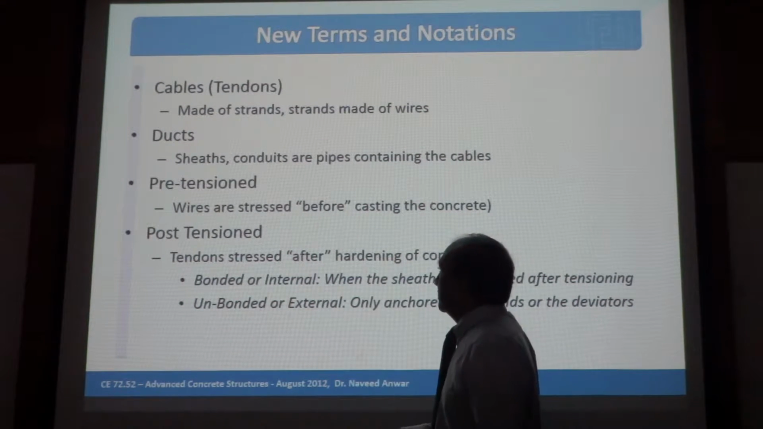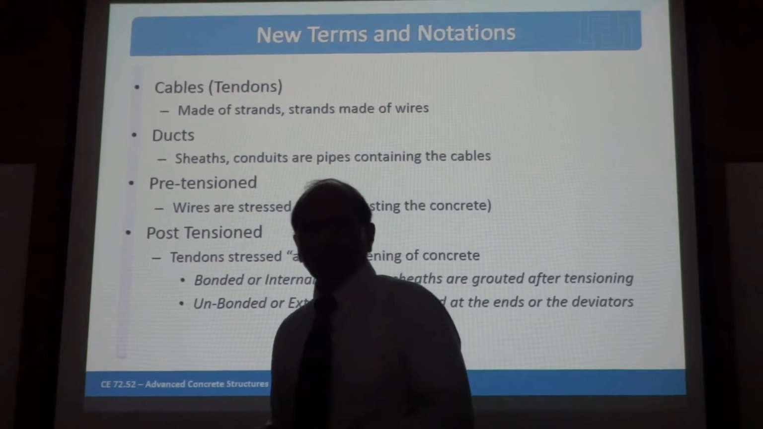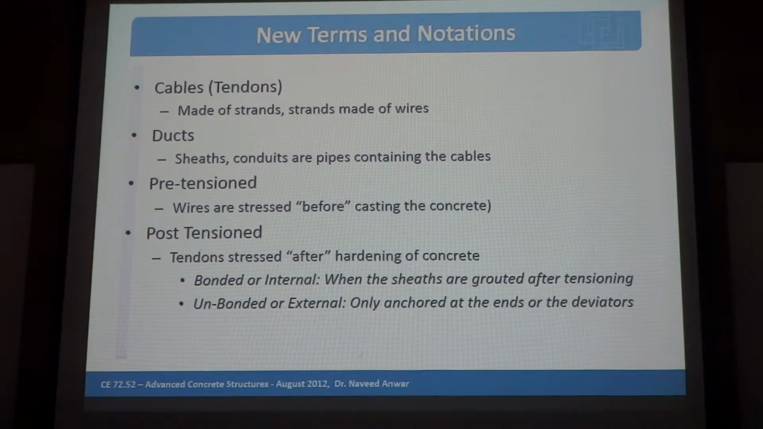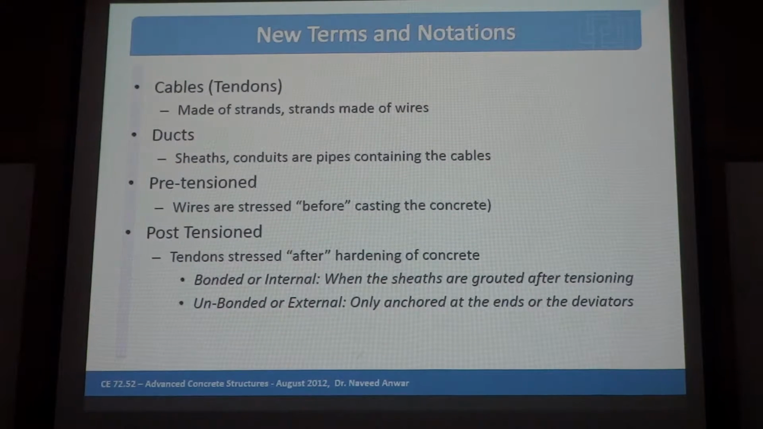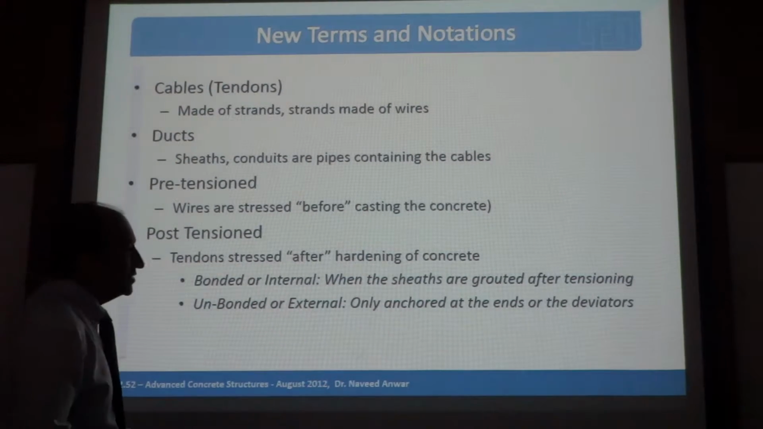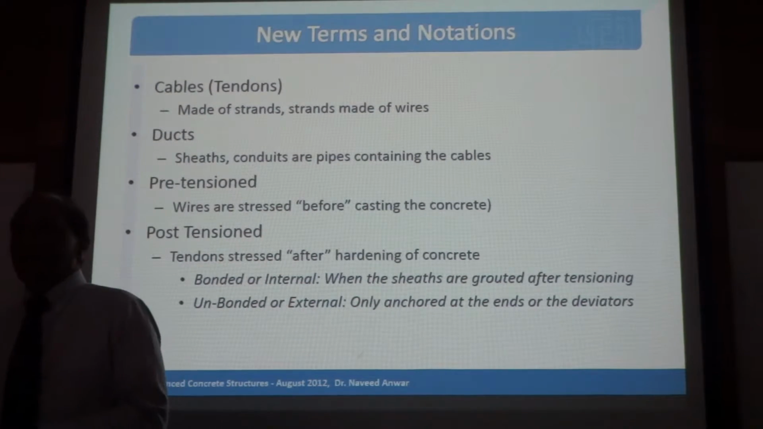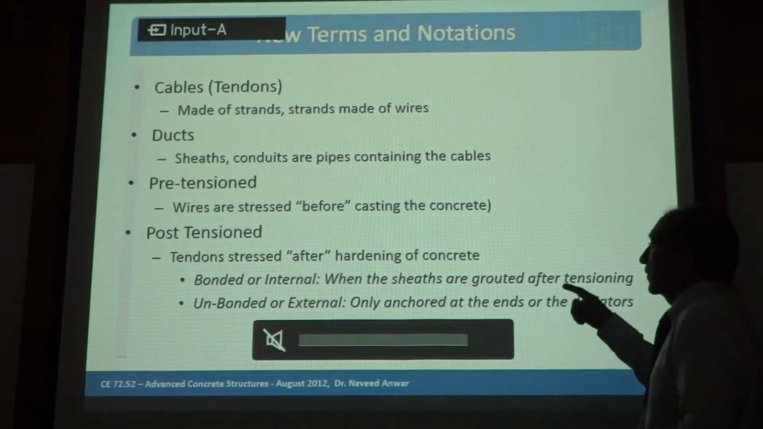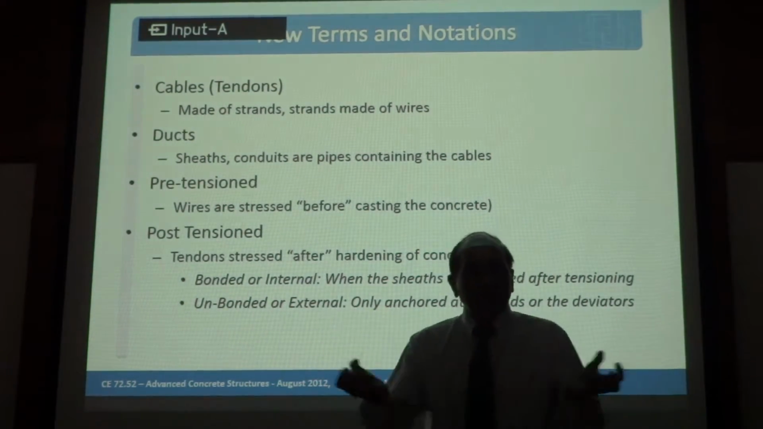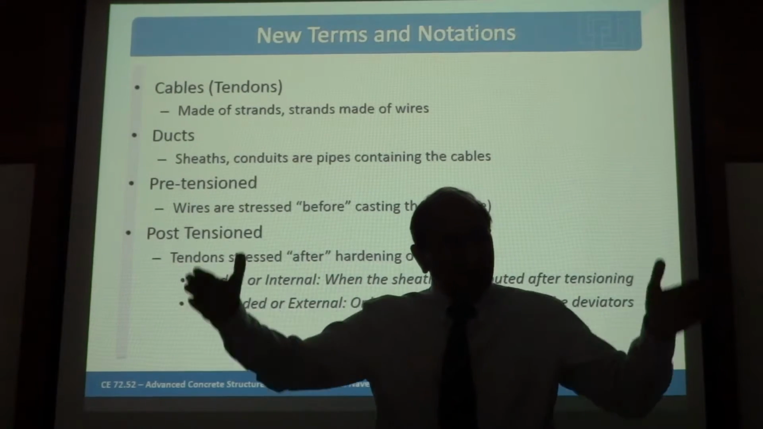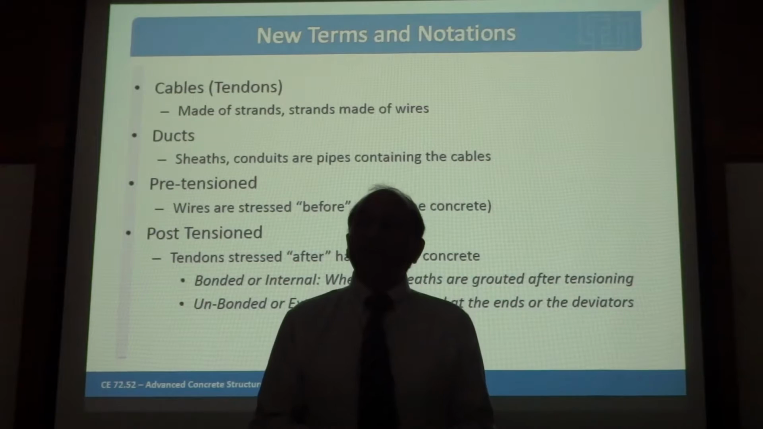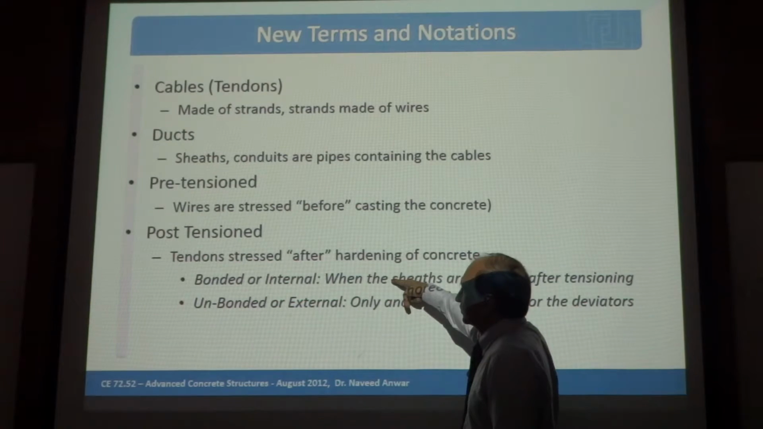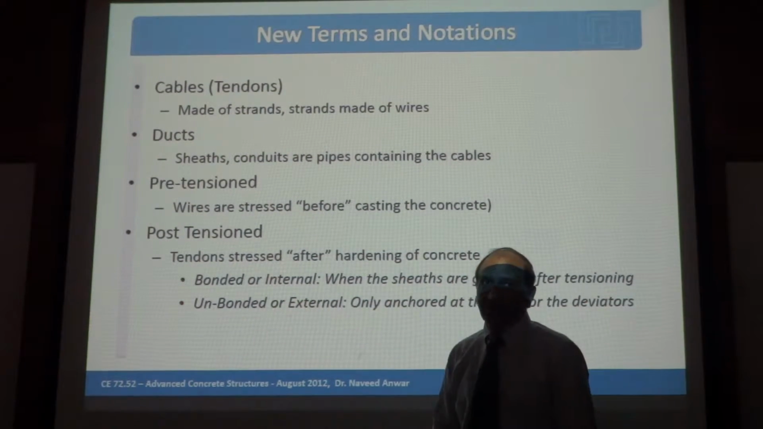Pre-tensioning means the wire is stressed before casting concrete. So you stretch the wires, hold them somewhere, pour the concrete, wait for it to harden, then cut the wires. It's called pre-tensioning. Post-tensioning is where tendons are stressed after the concrete is hardened. So you just place the ducts first, cast the concrete, wait for it to harden, and then you put the tendons through it, put the force, and anchor them on the ends through dead and live anchors. Okay. And then in that you have the option of bonded or unbonded, internal or external.